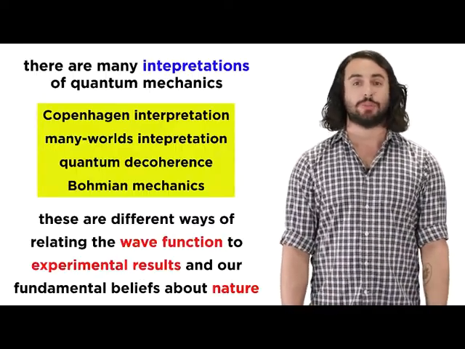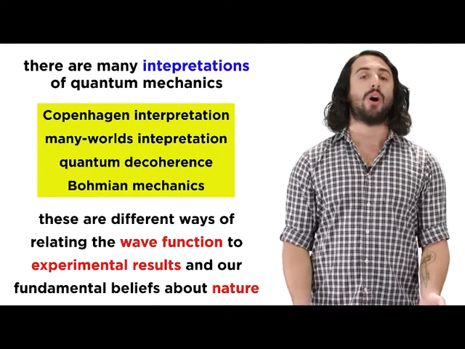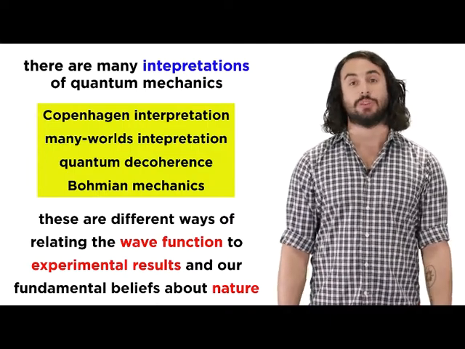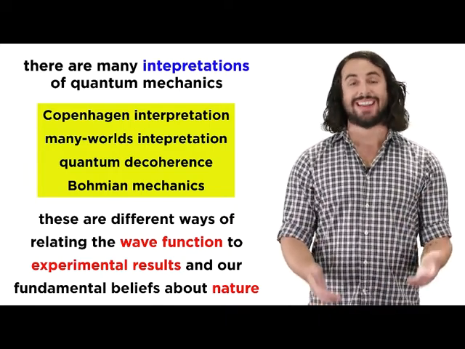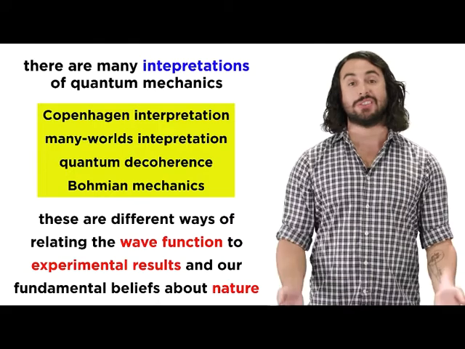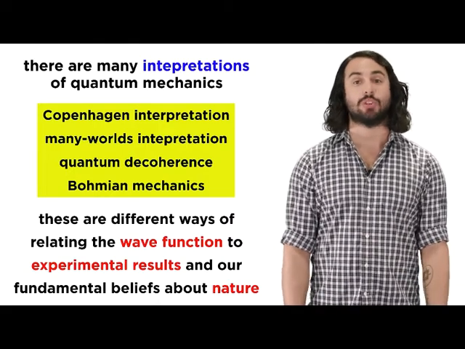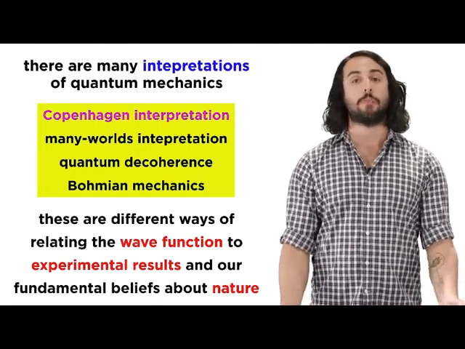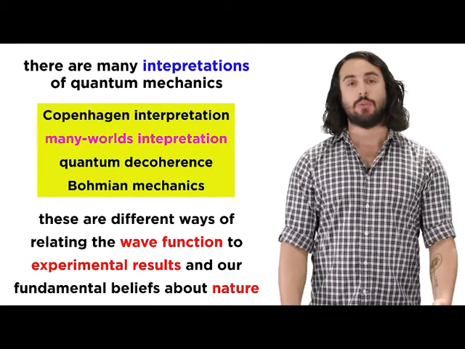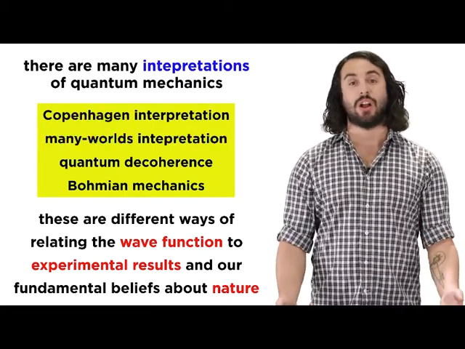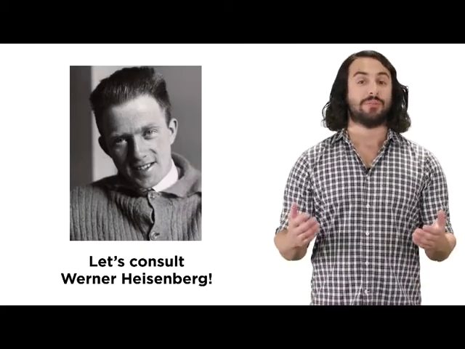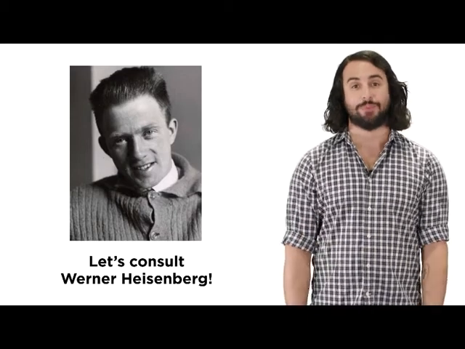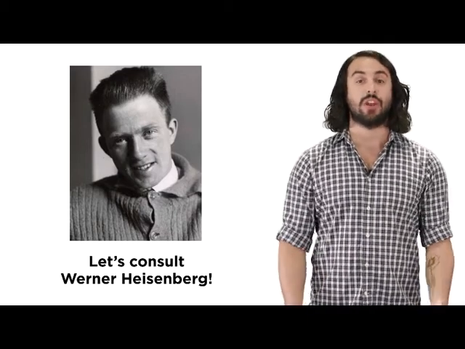There are many such interpretations of quantum mechanics, which involve different ways of viewing the relationship between the wave function, experimental results, and the nature of reality. And there is still no firm consensus as to which view is correct, be it the Copenhagen interpretation, many worlds interpretation, or a number of others. But before you choose a camp, let's keep moving through the development of quantum mechanics, which means we will need to consult Werner Heisenberg.